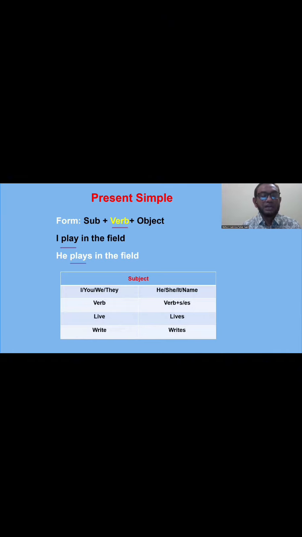And look at the slide. There is the subject. And you can see there in the left portion of the table, I, you, we, they. Okay. And in the right portion of the table, he, she, it, name. And we can use only the verb, that means verb one or base form of the verb, after I, you, we, they. Okay, then come to the next one, that means after he, she, it, name, third person.